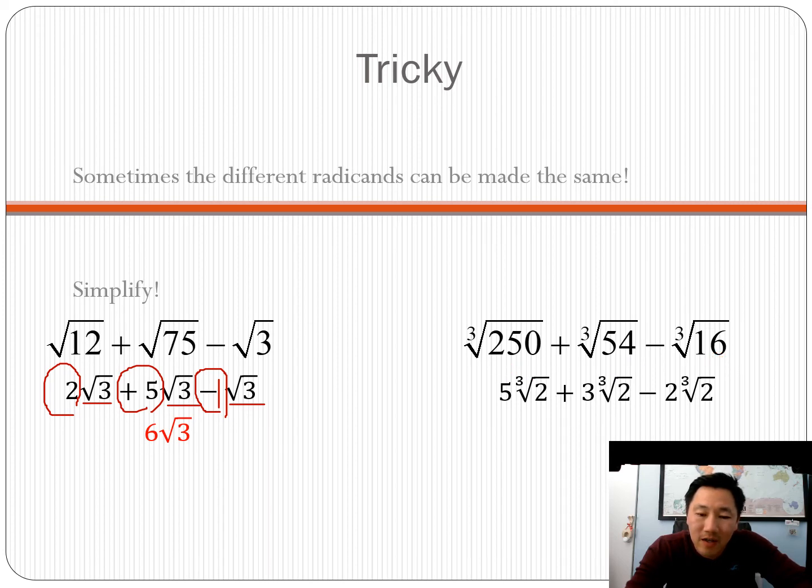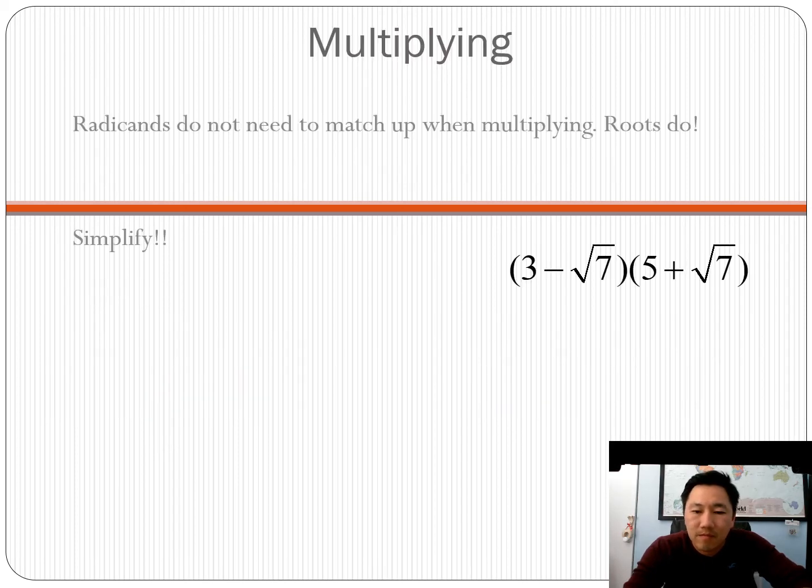Alright, now they all have cube root of 2's in them. So then you just do 5 plus 3 minus 2. And the final answer is 6 cube root of 2. That's almost like combining like terms. Alright, let's do some multiplying.